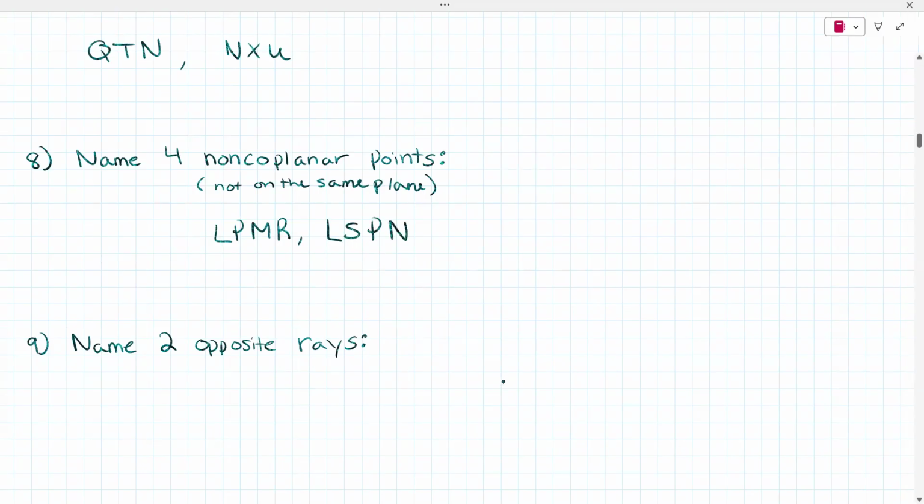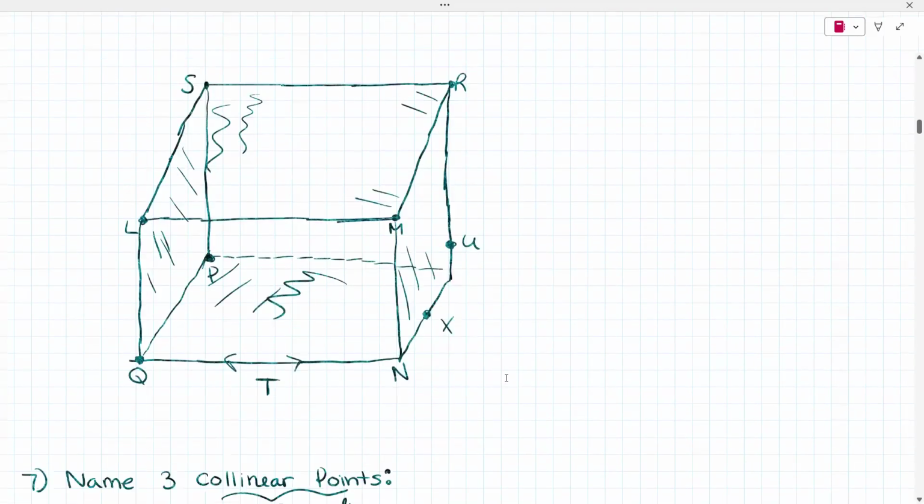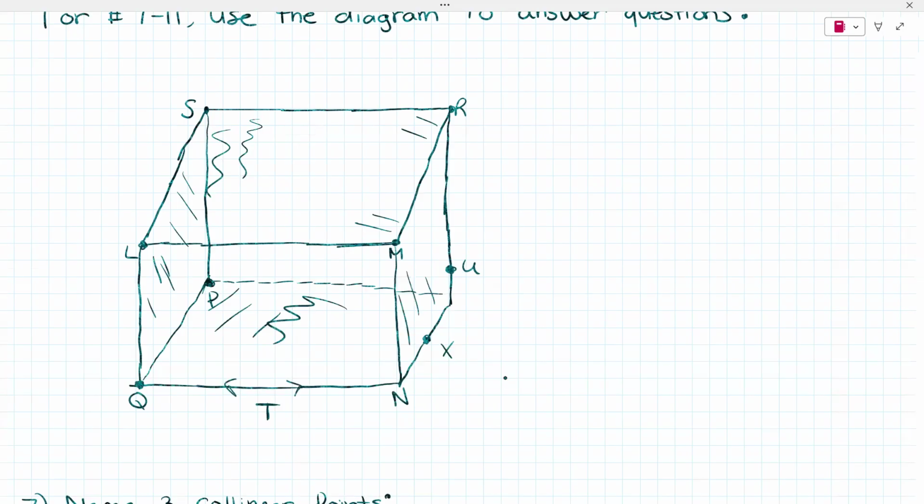Okay. Number 9 says name 2 opposite rays. So let's look at our figure. What are 2 opposite rays? So maybe ray TQ, they're like in the opposite direction. Also maybe TN, or even XU, and also maybe XN. Yeah, sorry, U should be right here.